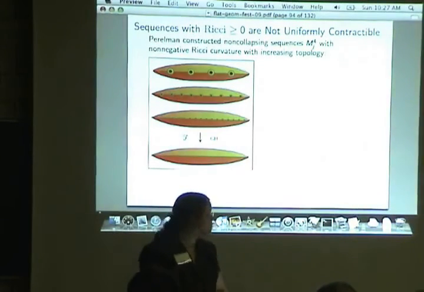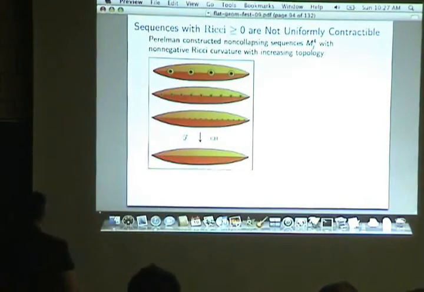The pictures could be much worse. So here's a much worse picture. Here's Perelman's example of a sequence of non-collapsing four-dimensional manifolds with non-negative Ricci curvature and the topologies going to infinity. So what they are is, they have very high curvature on this edge.